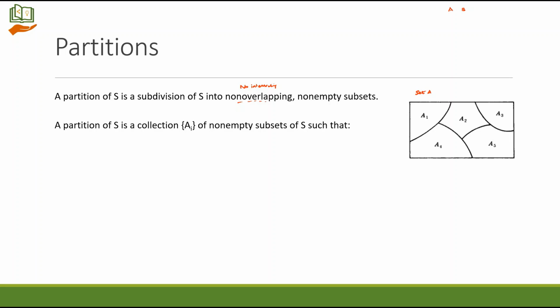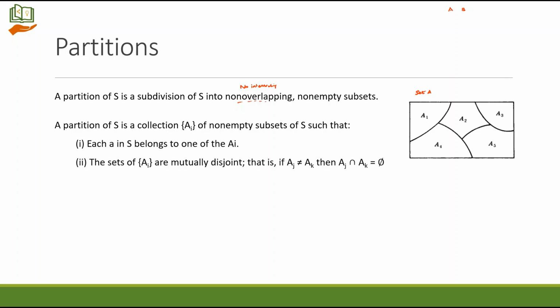A partition of S is a collection Ai of non-empty subsets of S such that each a in S belongs to one of the sets Ai, or one of the partitions Ai, we can say. Here this a is nothing but the element. So if there is going to be an element a, it will be present in one of the partitions and not more than that. The sets Ai are mutually disjoint.